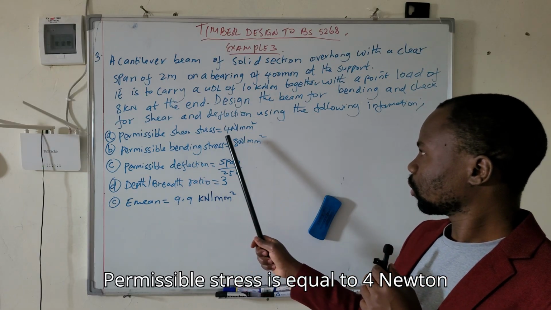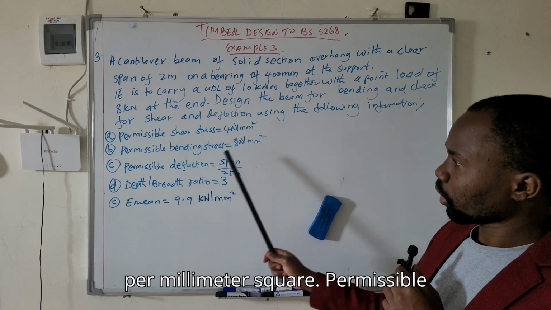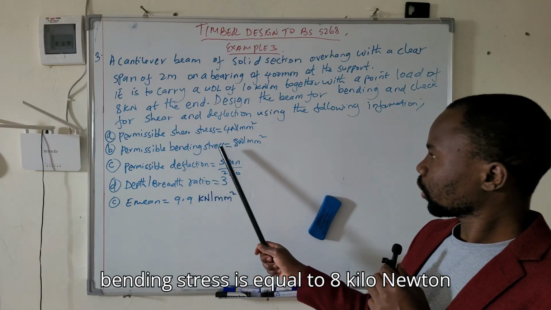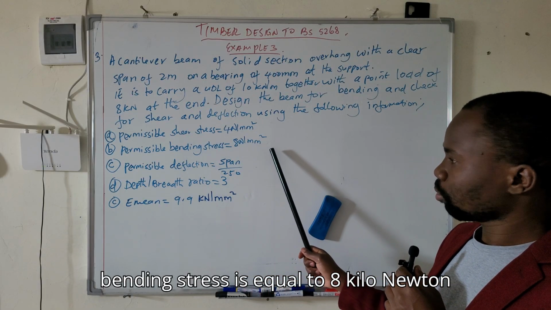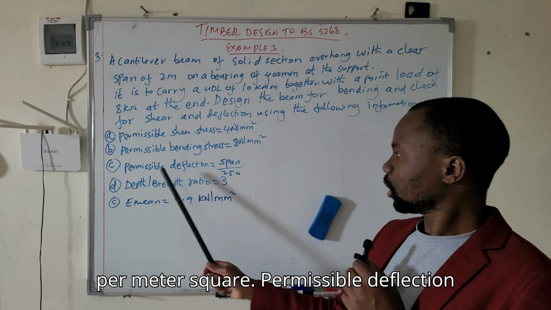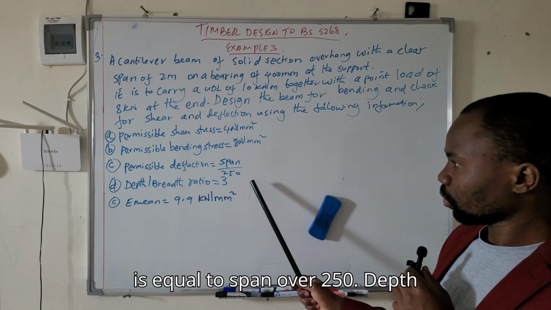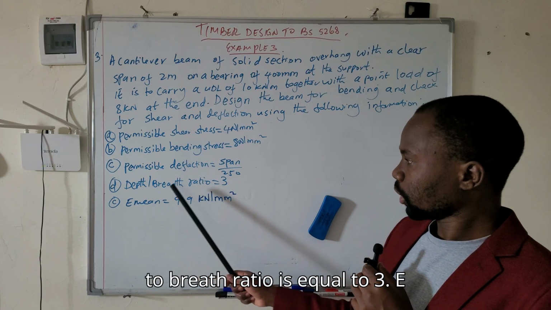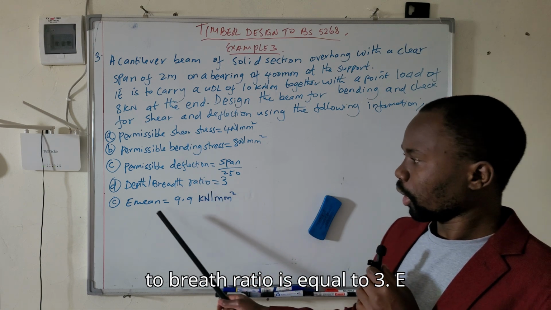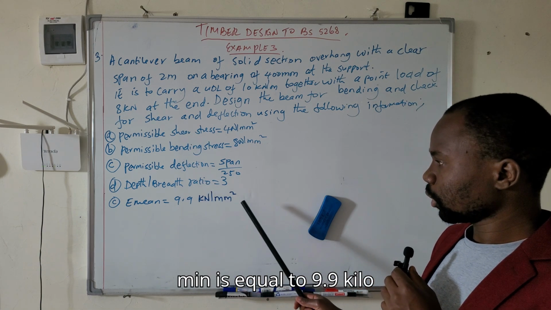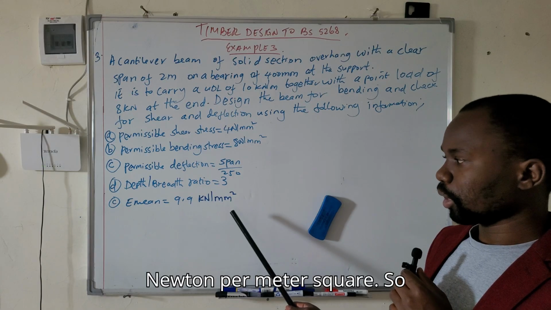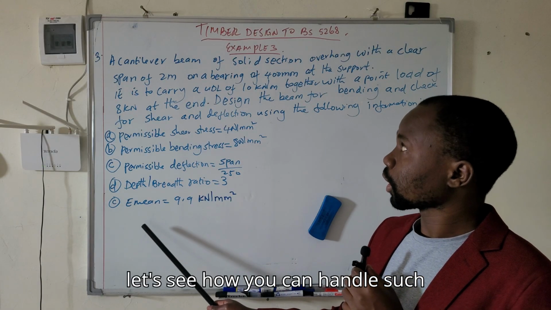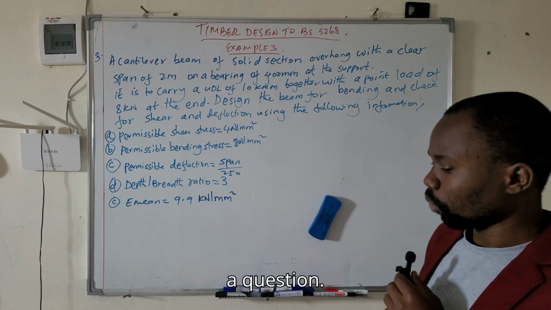Permissible stress is equal to 4 Newton per millimeter square. Permissible bending stress is equal to 8 kilonewton per meter square. Permissible deflection is equal to span over 250. Depth to breadth ratio is equal to 3. E mean is equal to 9.9 kilonewton per meter square. So let's see how you can handle such a question.